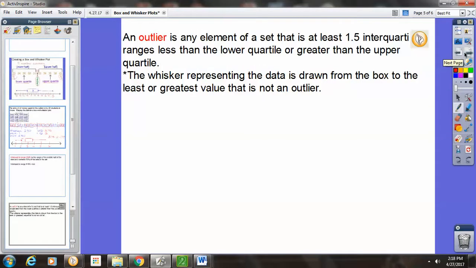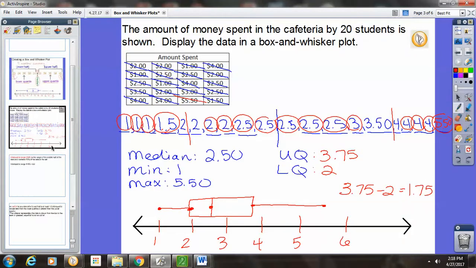This next slide is talking about an outlier. An outlier is any element of the set that is at least 1.5 interquartile ranges less than the lower quartile or greater than the upper quartile. The whisker representing the data is drawn from the box to the least or the greatest value, which is not an outlier. So what they're saying is 1 and 5.5, those are not outliers.